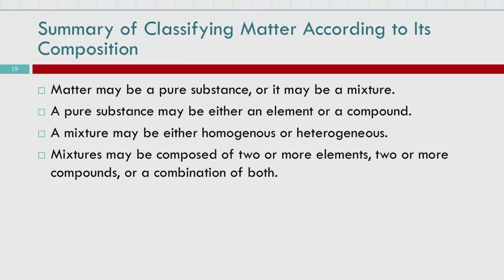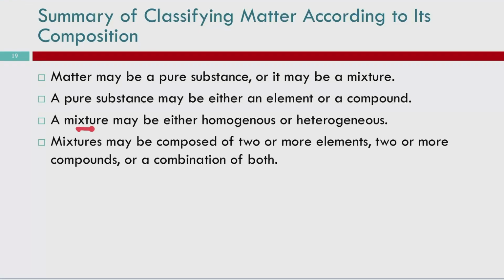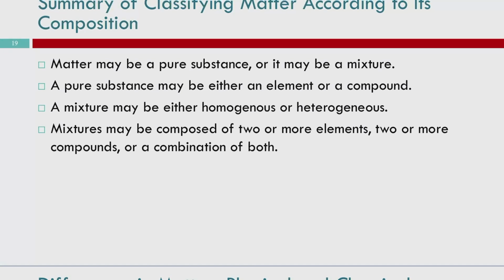All right, so in review, matter can either be a pure substance or a mixture. If it's a pure substance, it's either an element, we can find it on the periodic table, or it's a compound, chemically combined elements from the periodic table. If it's a mixture, it can either be the same smooth consistency throughout, or it can be sort of chunky, heterogeneous, different consistency throughout. Our mixtures can be a mix of elements, it can be a mix of compounds, or it can be a mix of both. So we could have elements mixed with compounds.